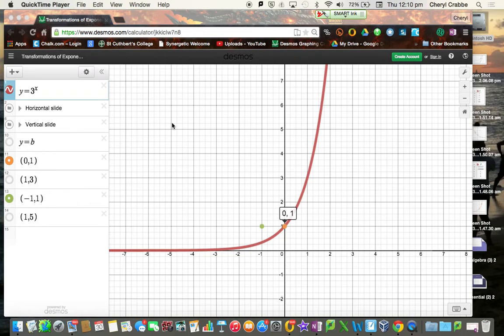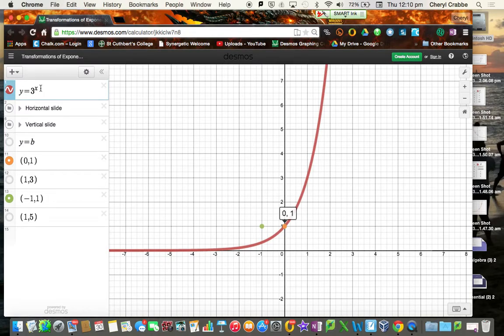Okay, we're going to talk about exponential equations really quick. The basic parent function looks like this: y is equal to 3^x. We'll use that as our parent function. There's been nothing applied in the way of any horizontal or vertical slides on this. It's just y is equal to 3^x. And when we graph it, we get an exponential curve that looks like this.